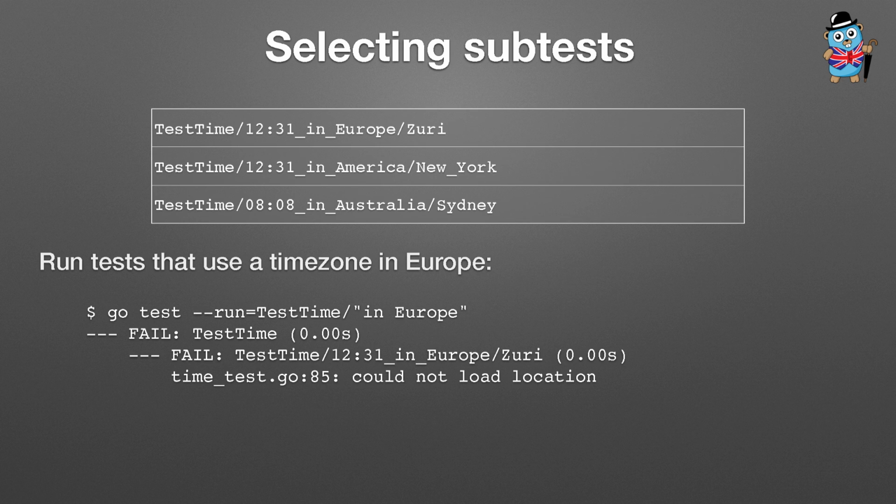So let's say I want to run all the tests that have a time zone that's in Europe. So in this case, I'm just saying reset time and then in Europe, right? This was the original sprintf that you saw. And the argument that's passed to run used to be a regular expression. Now it's a slash-separated list of regular expressions.